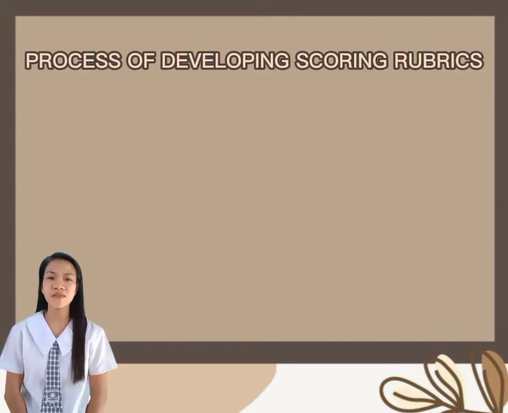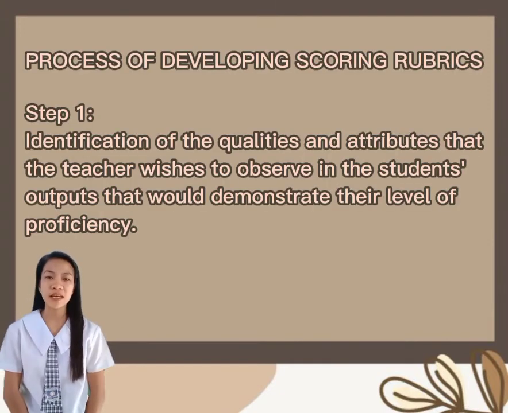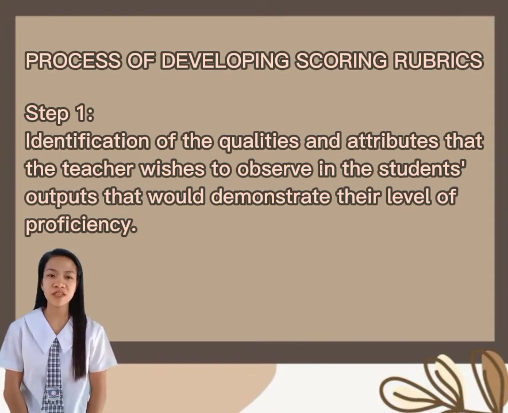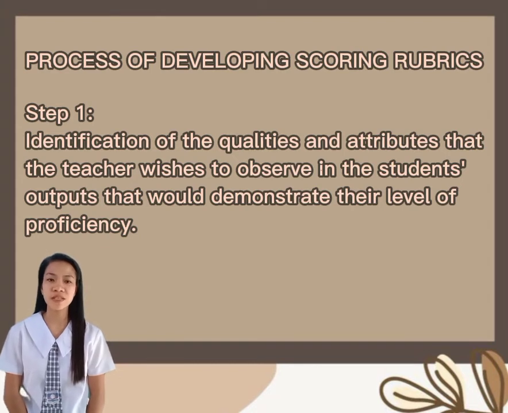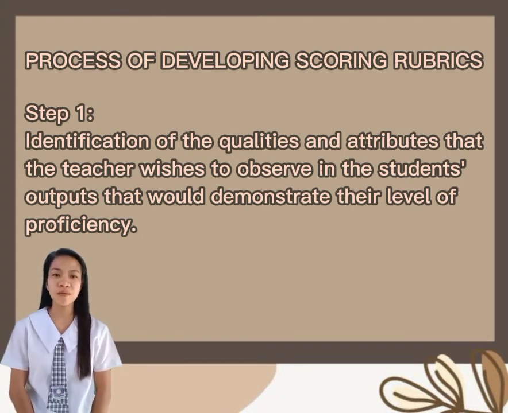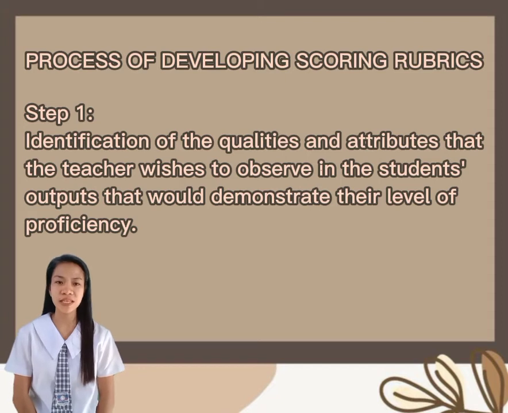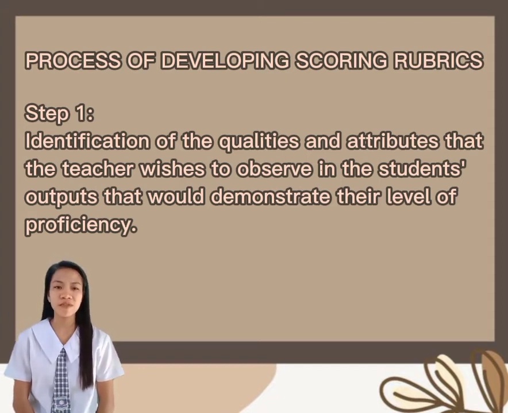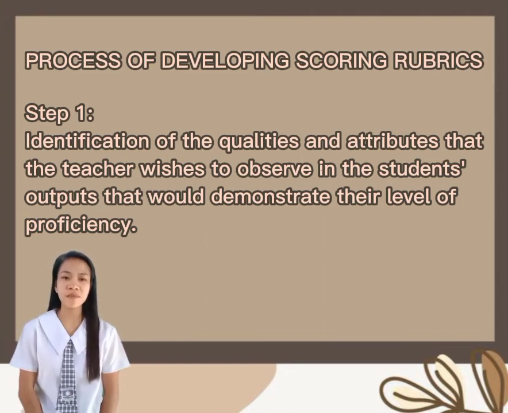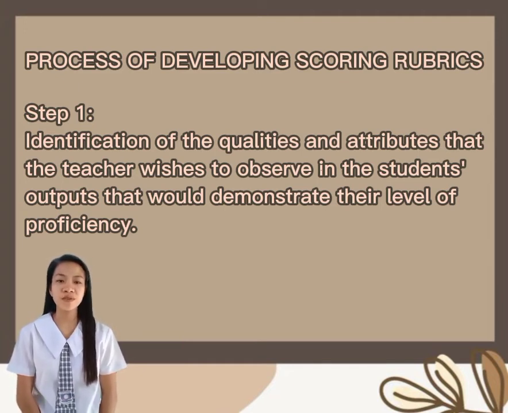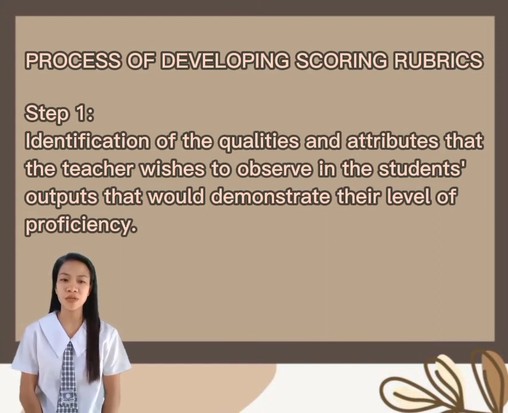Next is the process of developing scoring rubrics. Step 1. Identification of the qualities and attributes that the teacher wishes to observe in the student's output that would demonstrate their level of proficiency. So the students have different characteristics. Others may be creative and others are not. So this step will also help the teacher to teach them. In order to do this, the teacher may use the holistic or analytical rubric which was discussed by the previous reporter.